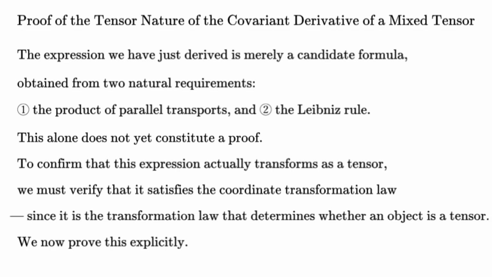Proof of the tensor nature of the covariant derivative of a mixed tensor. The expression we have just derived is merely a candidate formula, obtained from two natural requirements: 1. The product of parallel transports, and 2. The Leibniz rule. This alone does not yet constitute a proof. To confirm that this expression actually transforms as a tensor, we must verify that it satisfies the coordinate transformation law. Since it is the transformation law that determines whether an object is a tensor, we now prove this explicitly.